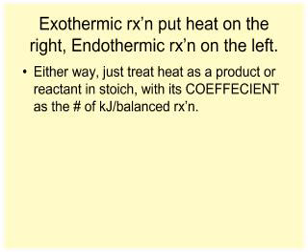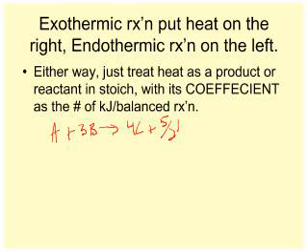Exothermic reactions put heat on the right, endothermic reactions put heat on the left. Either way, just treat heat as a product or a reactant in stoich with its coefficient as the number of kilojoules in a balanced reaction. For example, if I have A plus 3B yields 4C plus 5 halves D plus 13.5 kilojoules, all you do is treat heat just like any other reactant or product. The substance is kilojoules, and 13.5 would be your coefficient.